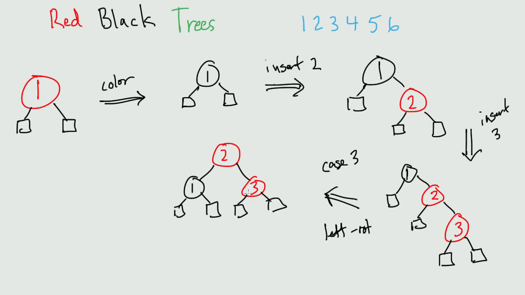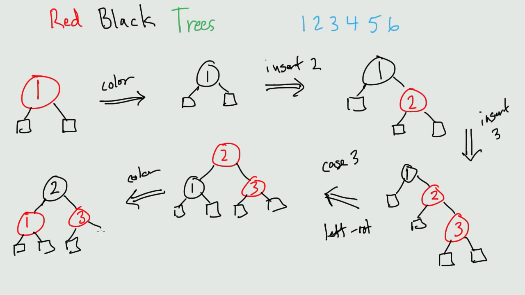Now, that was only part of it. We also have to change these colors, and I wanted to point that out by doing this again. We're going to write color. So 2 will be a black node, 1 will now be a red node. We just swapped the colors of these two nodes. We also have 3 is red, and then all of the nil nodes on the end. Okay, and now we're good.